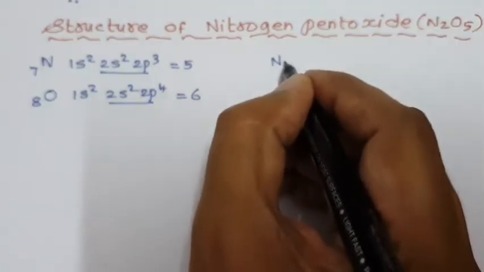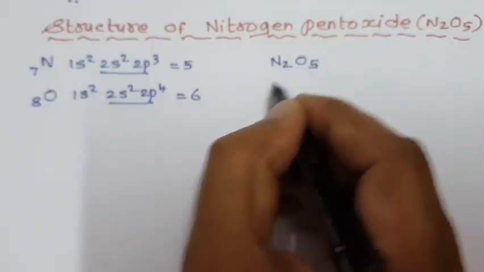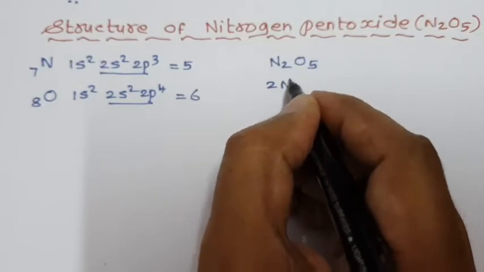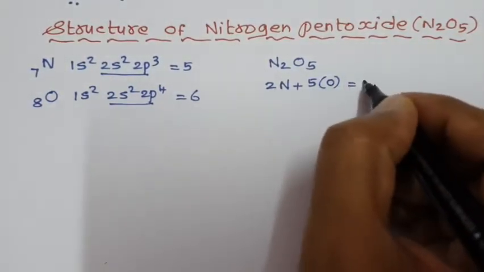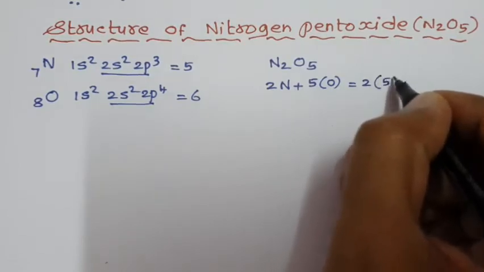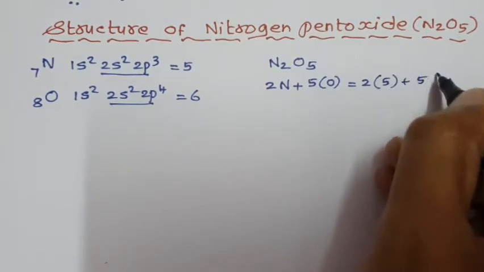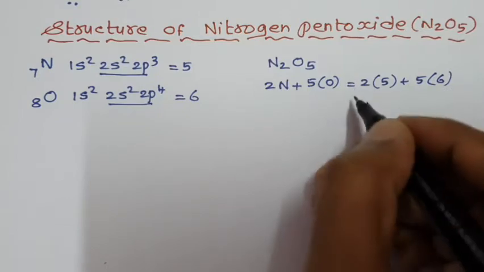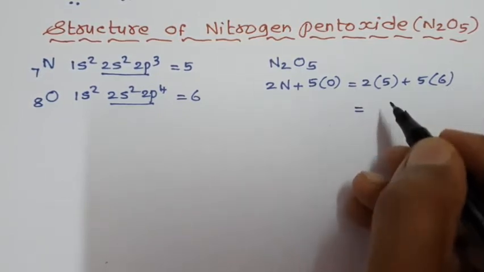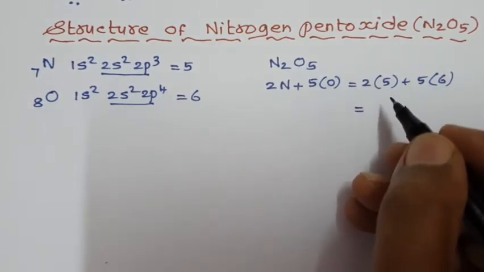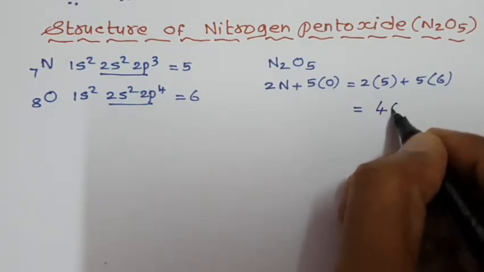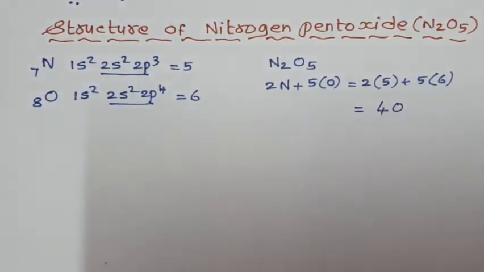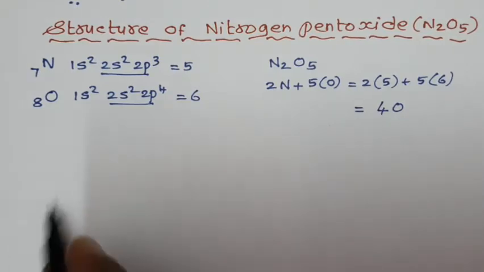In nitrogen pentoxide, we have 2 nitrogen and 5 oxygen, equal to 2 into nitrogen's 5 electrons plus 5 into oxygen's 6 electrons. So the total number of electrons is 5 into 6 are 30, 30 plus 10 equal to 40 electrons present in dinitrogen pentoxide.